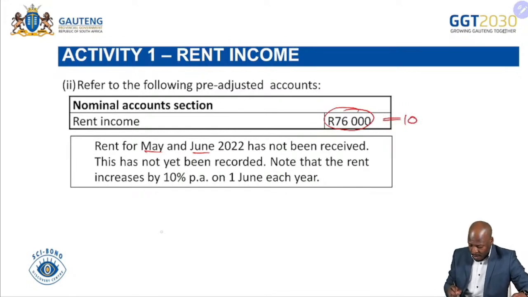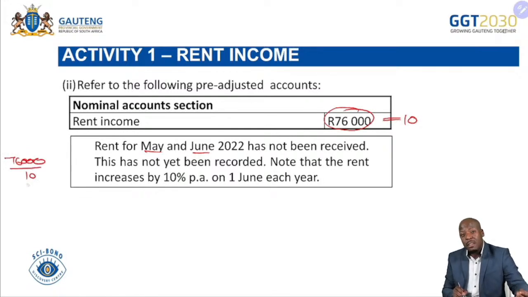Okay, so you can then say my 76,000, which is for 10 months, how much will be the rent per month if we have received 76,000 for 10 months and the increase has not yet kicked in? The increase only starts in the month of June. So that means my 76,000 divided by the 10 months gives me 7,600 per month. So in the month of May, rent has not yet increased, so May is going to be 7,600.